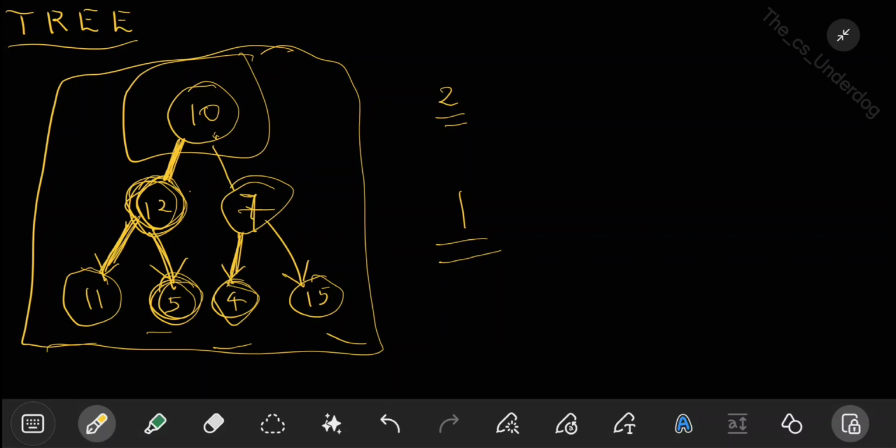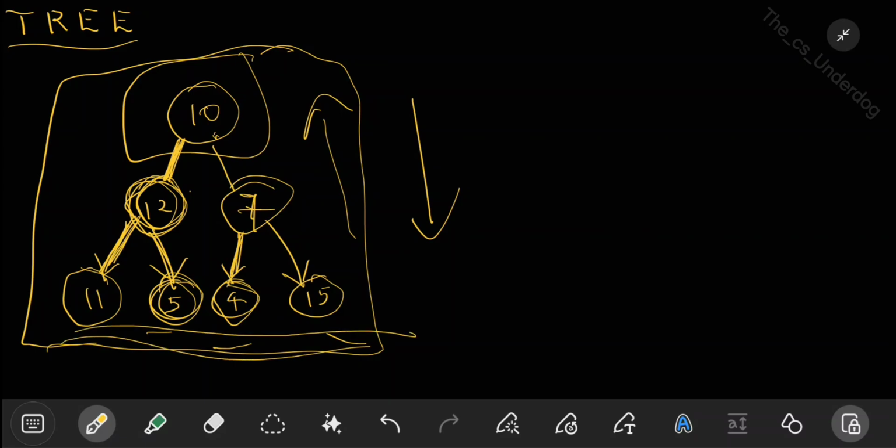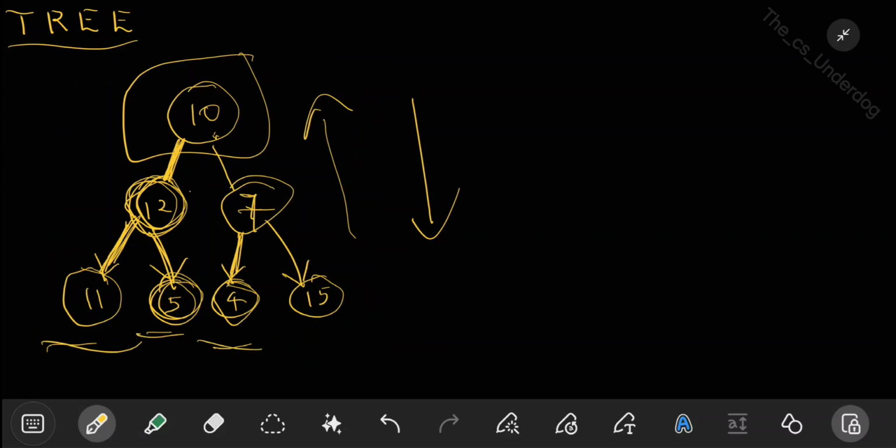This is the difference. Then whichever nodes are above, higher in the levels, those are called ancestor nodes. And whatever are in the lower levels are called descendants. And whatever are in the same level are called siblings. For example, 11, 5, 4, 15, these are siblings. 12 and 7 are siblings. So basically, siblings means from the same parent. Sorry, 11, 5, 4 and 15 are not all siblings. If they have to be siblings, they have to be from the same parent. So 11 and 5 are siblings, 4 and 15 are siblings, because the parents are different for them.